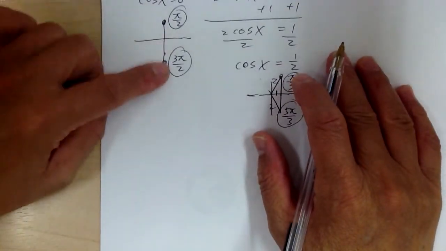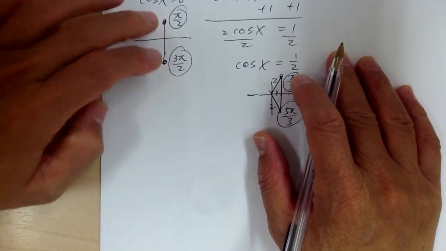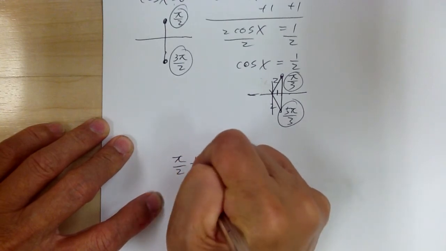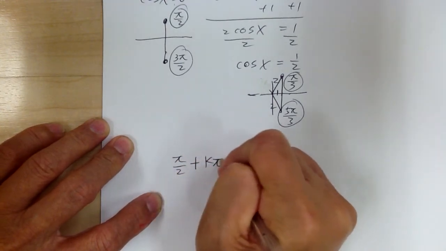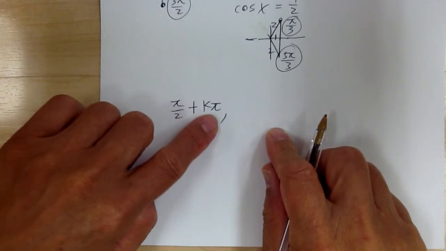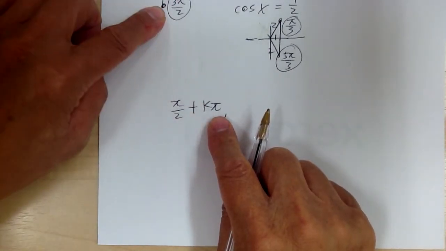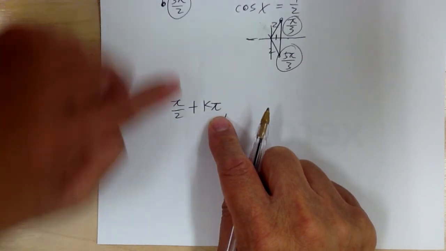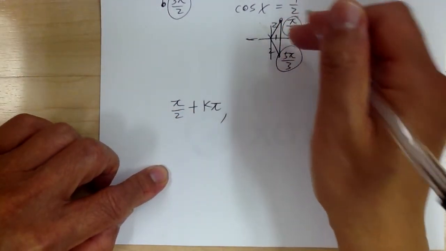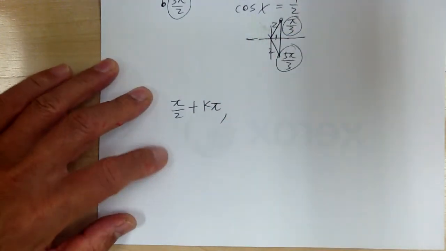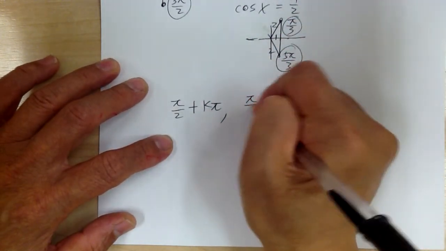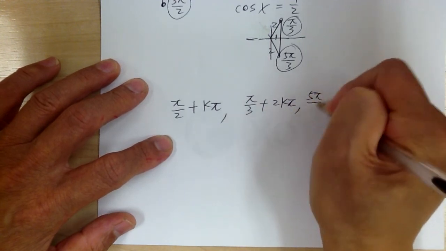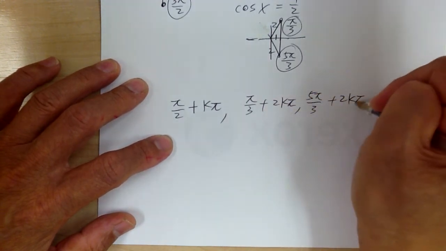Now for this one, since they're opposite, I'm going to combine the 2 together. So I'm going to have pi over 2 plus k times pi. Again, because from here to here is pi, and k is how many times you go half the circle. So if I combine these 2 together, I get that. This one I cannot combine because they are not directly opposite of each other. So I have to keep them separate. So I got pi over 3 plus 2k pi, and 5 pi over 3 plus 2k pi.